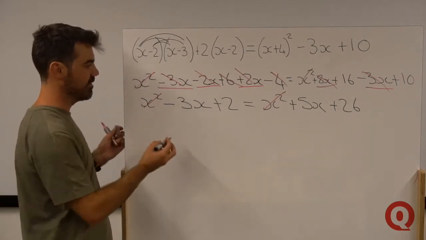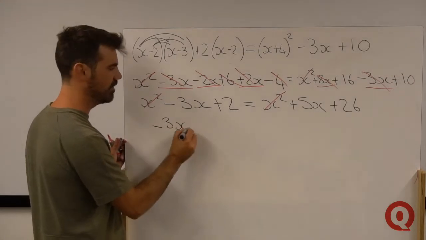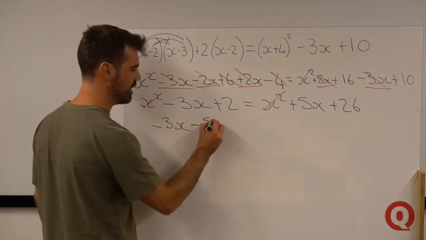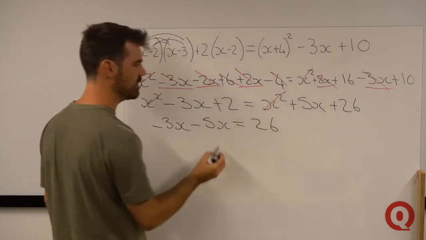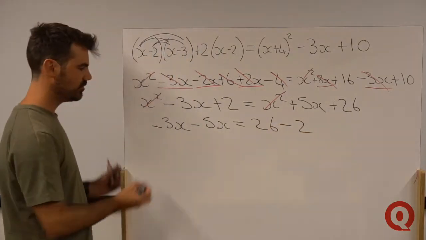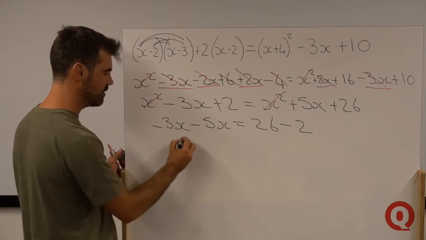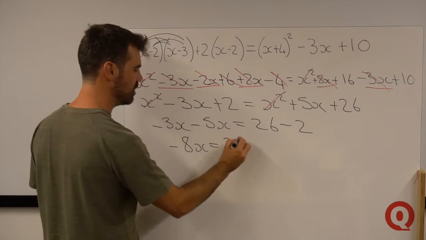I'll go straight and do it like we did the second time around, which is keep the x's on the left-hand side. So I've got negative 3x. Bring my 5x over, becomes negative 5x, equals, leave what's on that side already, 26. The positive 2 goes over, becomes a minus 2. Next step, collect. Negative 3x and negative 5x is negative 8x is equal to 26 minus 2, which gives you 24.